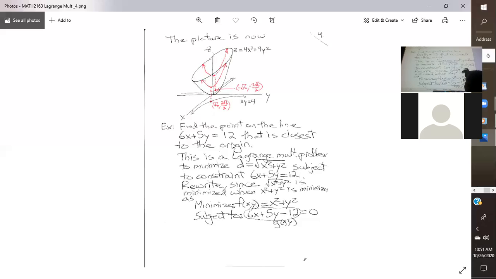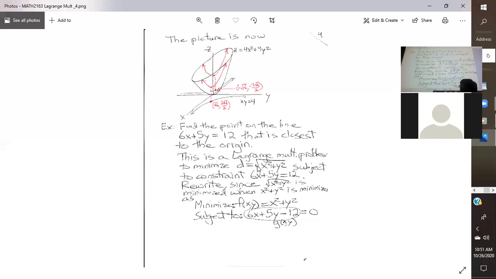So we want to minimize the distance from the origin. If you use the distance formula, d equals square root of (x minus x0) squared plus (y minus y0) squared, with x0, y0 the origin, you get that the distance from the origin is just the square root of x squared plus y squared. You want to minimize d equals square root of x squared plus y squared, subject to the constraint that you lie on the line 6x plus 5y equals 12.